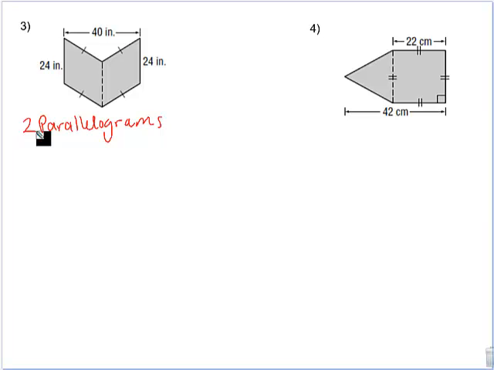Base times height, right. Okay, well, we know the base is 24. How do we find the height? It's that 1 divided by 2. Okay, so the whole length is 40, so the height would be 20. And each parallelogram would have the same height. So would they have the same area? Yes. Wait, I don't get it. So we can find the area of one of them and just times it by 2. That's the length of the whole top side.